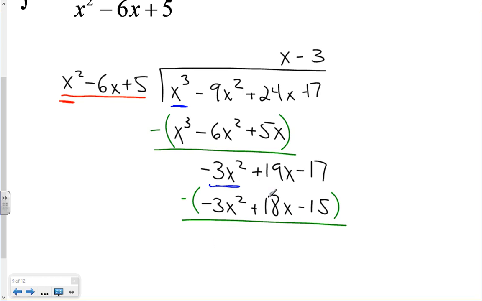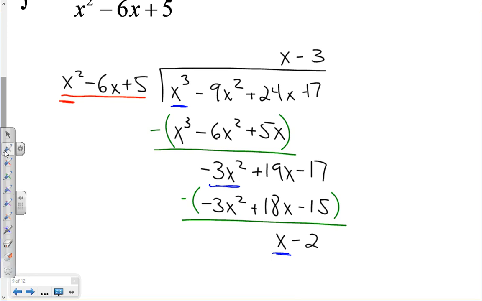We did it. 19x minus 18x, that's better known as just x. And negative 17 minus a negative 15, that's the same as negative 17 plus 15. So it's a minus 2. That right there is our remainder, because there's nothing I can multiply the x squared out front by in order to end up with just the x. I'm now below the degree of that polynomial that's out front. So this is my remainder.